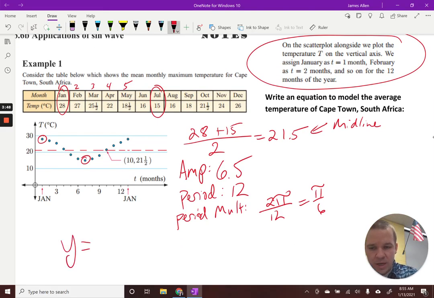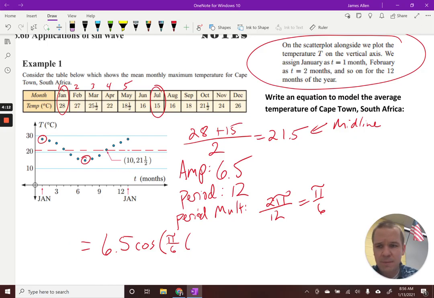So I have y equals, and then my amplitude is 6.5 cosine. Since I'm starting above the midline with January, that's going to be a positive cosine function, right? And then inside here, I've got pi divided by 6 for my period multiplier. And then we'll use T. And actually, why don't I do temperature T and then of time. It's a little weird, right? But T being your temperature, capital T, and lowercase t being your time. I guess, yep, cool. We'll go with that. So then I would have T, and then it's a shift to the right 1 month, right?